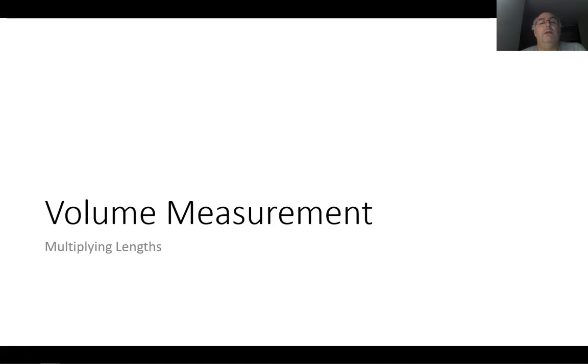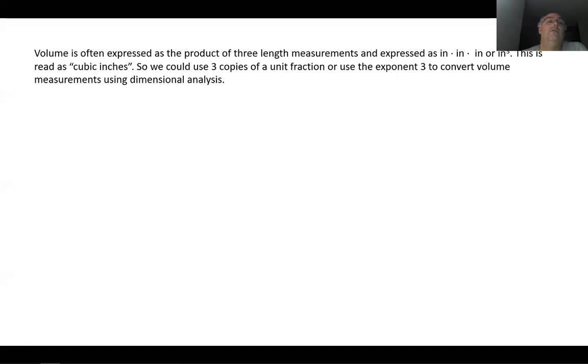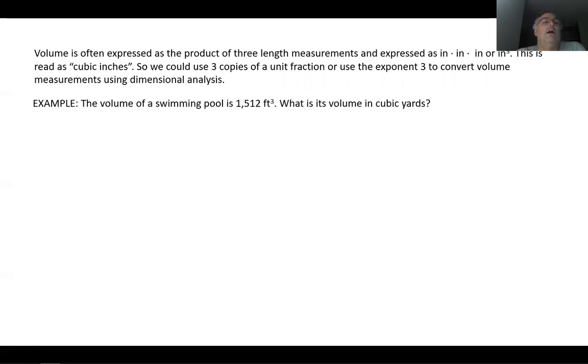Volume works very similarly because you're still just multiplying lengths. It's actually now, for example, inches times inches times inches, or cubic inches. So we would just have to use 3 copies of the unit fraction, or use the exponent 3 to convert volume using dimensional analysis. So suppose the volume of a swimming pool is 1,512 cubic feet. What is its volume in cubic yards?